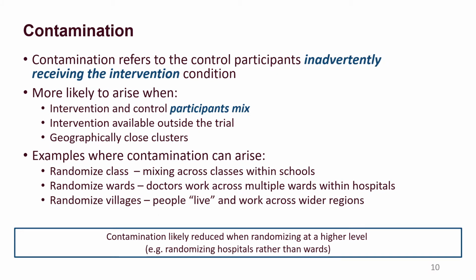Contamination refers to the control participants inadvertently receiving the intervention condition. Contamination is more likely to arise when the intervention and the control participants mix, or the intervention is available outside the trial. Examples of where contamination might arise are where we randomize classes, and there might be mixing across classes within a school. Or we might randomize at the level of the ward, and doctors might work across multiple wards within hospitals. So contamination is likely to be reduced when we randomize at a higher level, for example, if we randomize hospitals rather than wards.